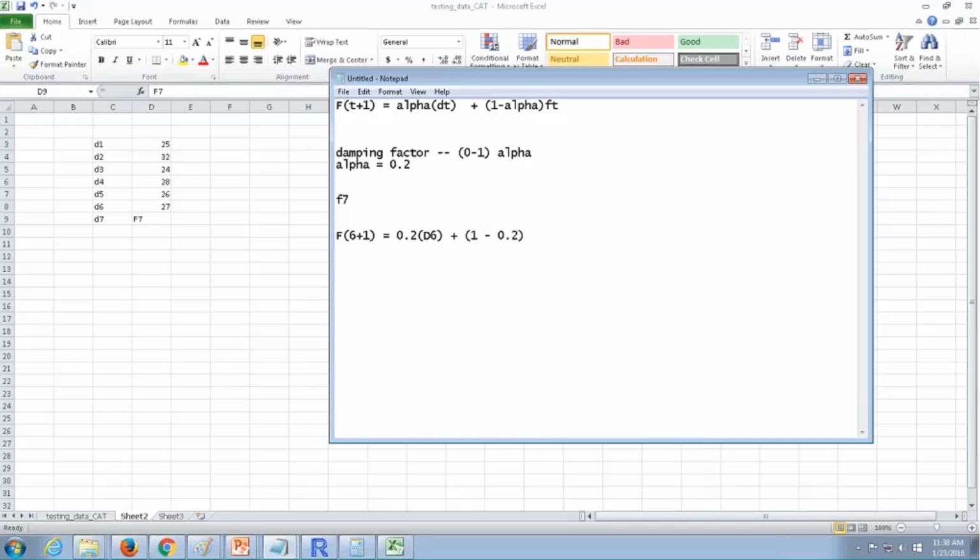And what is my F t? Because I don't have any t value, it is actually F6. So I know what my D6 is. D6 is nothing but 27. So I'm going to substitute here.